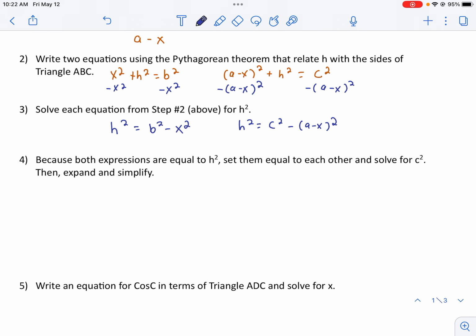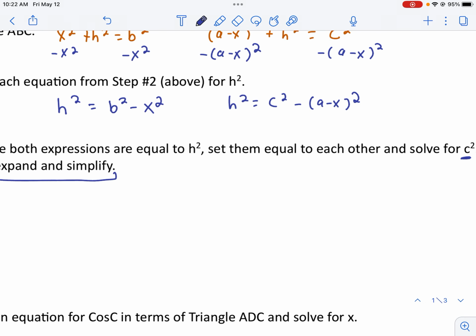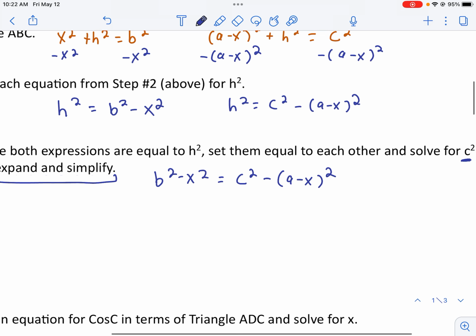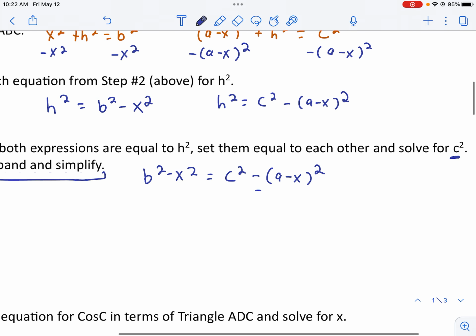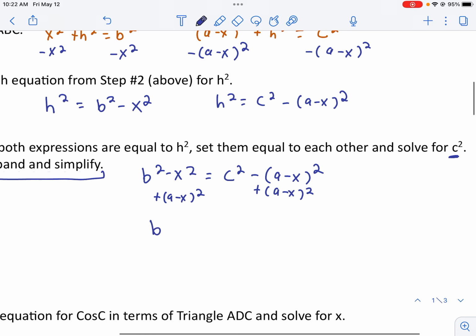Because both expressions are equal to h squared, we can now set them equal to each other. After that, we're going to solve for c squared and then expand and simplify it. So if we set them equal, we would have b squared minus x squared equals c squared minus (a minus x) squared. From here, it says solve for c squared, so we're actually going to add that (a minus x) squared to the other side. And that would give us b squared minus x squared plus (a minus x) squared equals c squared.